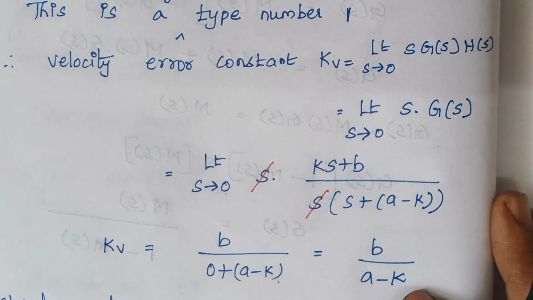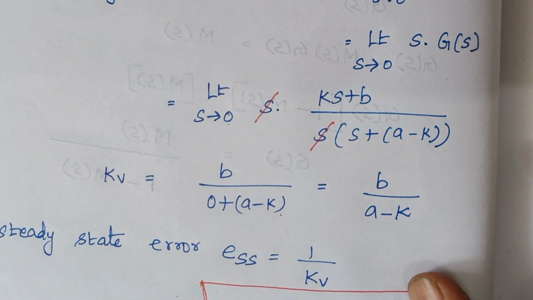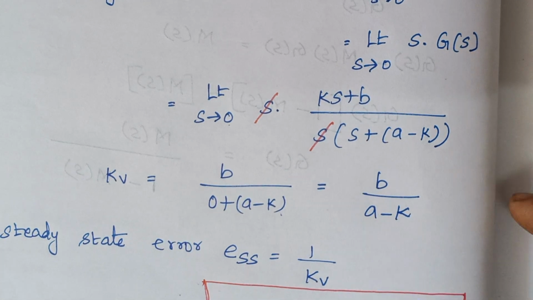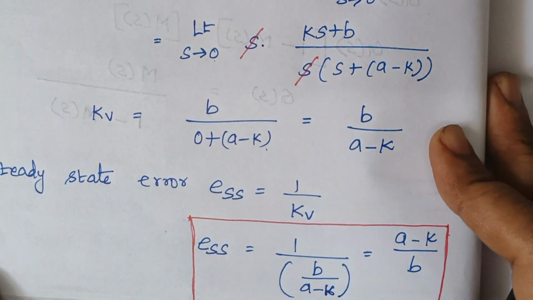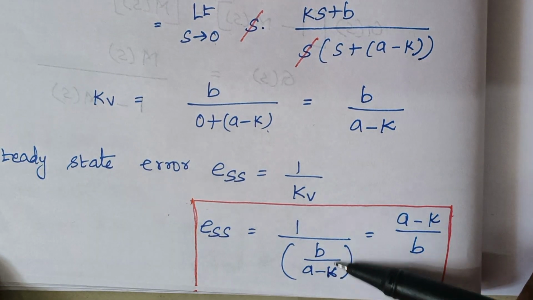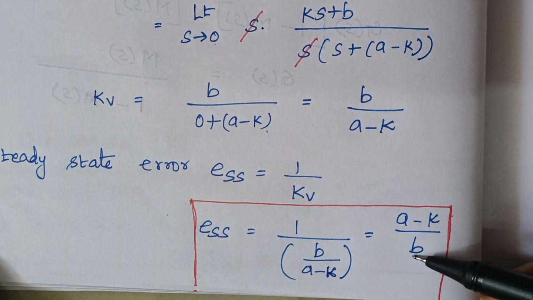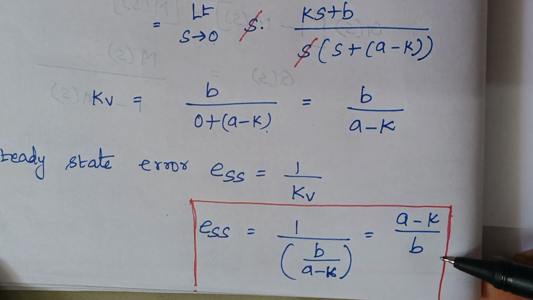And from this Kv we can calculate the steady state error. So the steady state error is given by 1 by Kv, right? So the value of Kv is known here. Just substitute the value of Kv. It is b by a minus k. So when you move this to the numerator part, this becomes a minus k by b. This is the thing which is asked to prove and we have done now, right?